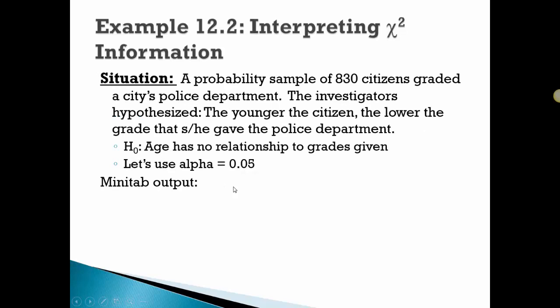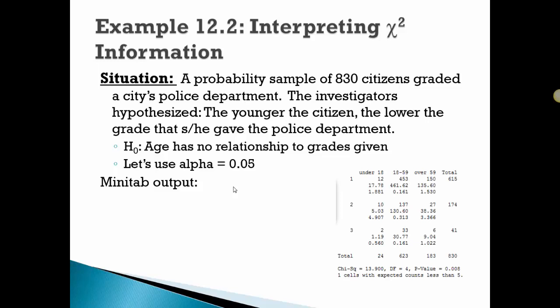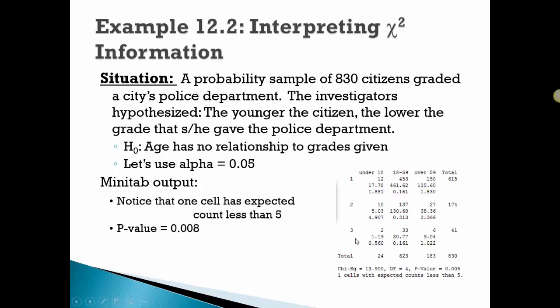So here's an example from your book, and this is actually interpreting chi-square data. A probability sample of 830 citizens graded the city's police department. The investigators hypothesized the younger the citizen, the lower the grade he or she would give the police department. So the null is that age has no effect on the grades given, and we're going to use alpha of 0.05. Here's the Minitab output, and if you notice down at the bottom, it gives us the chi-square value, the p-value, and the degrees of freedom. And notice that there's one cell that gives me a message here: one cell has an expected count less than 5, this cell right here. And our overall p-value is 0.008.